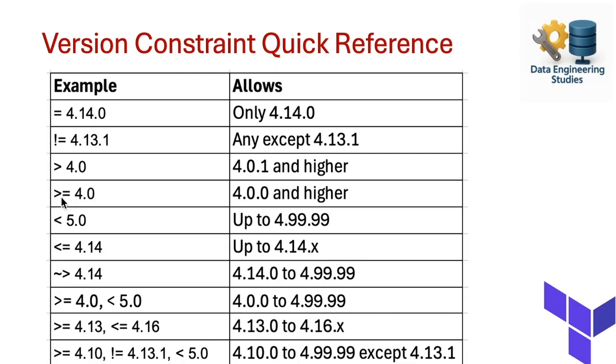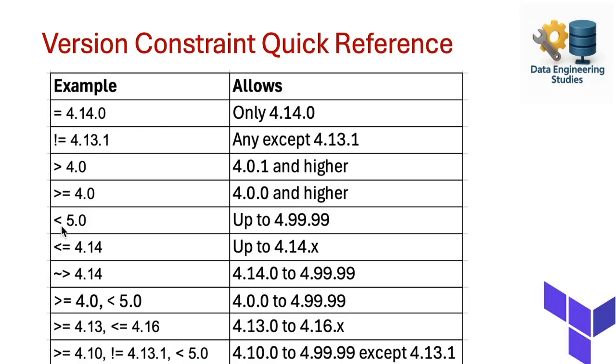The next is greater than or equal to. It includes 4.0.0 and all higher versions. This is useful when you need features introduced in version 4.0 or later. The next is the less than operator. If you specify less than 5.0, it gives you anything but not including 5.0.